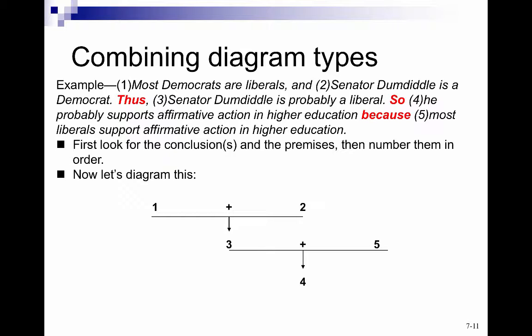Now, 3 is also evidence for the next conclusion, which is number 4. He probably supports affirmative action in higher education, so I need to put that underneath it. But it's not independent. I need number 5. I need to know that most liberals support affirmative action in higher education to come to that conclusion, which is number 4. So I put 5 on the same level with 3, link them with a plus sign, and then the arrow goes down to 4. So I hope that you can see how this diagram explains what's happening in this argument.